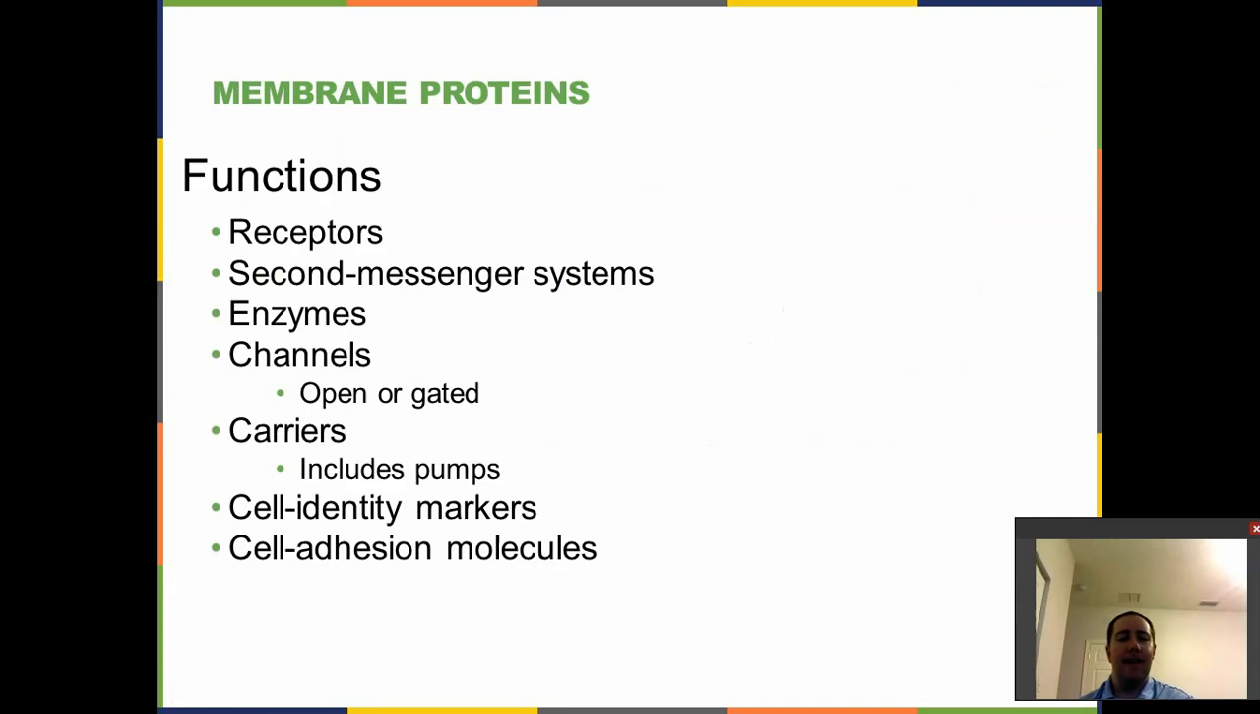We also have the cell identity markers, which are what I was talking about with the little sugar flags sticking up off the top of the cell.